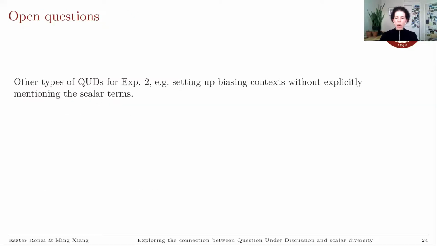Of course, there are a number of open questions that we're exploring in ongoing and future work. One type of open question that we're still exploring is coming up with a different kind of QUD manipulation for our experiment 2. In particular, attempting to set up these biasing contexts without using overt questions that explicitly mention the scalar terms. Because as things stand, the findings of our experiment 2 could be explained as being relevance implicatures and not scalar implicatures. So one might argue that if I ask, is the student brilliant, and you answer, she's intelligent, then I'm deriving an implicature even if the two terms are not on the same lexical scale.